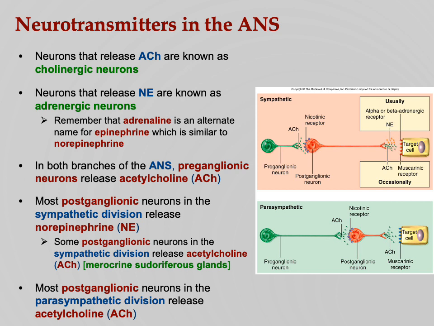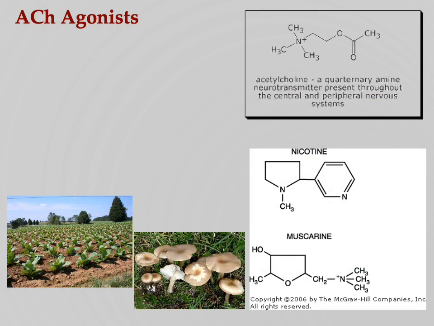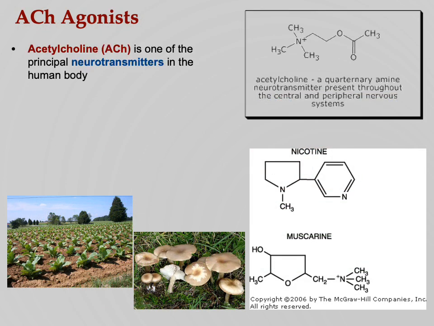And most postganglionic neurons in the parasympathetic release acetylcholine. So at all of your organs, the parasympathetic controlling the thoracic and abdominal organs, it's releasing acetylcholine on those organs, all right? Now, agonists of acetylcholine. Acetylcholine is one of the principal neurotransmitters in the human body. We've seen it all the way since the neuromuscular junction. That was the first neurotransmitter we ever looked at.